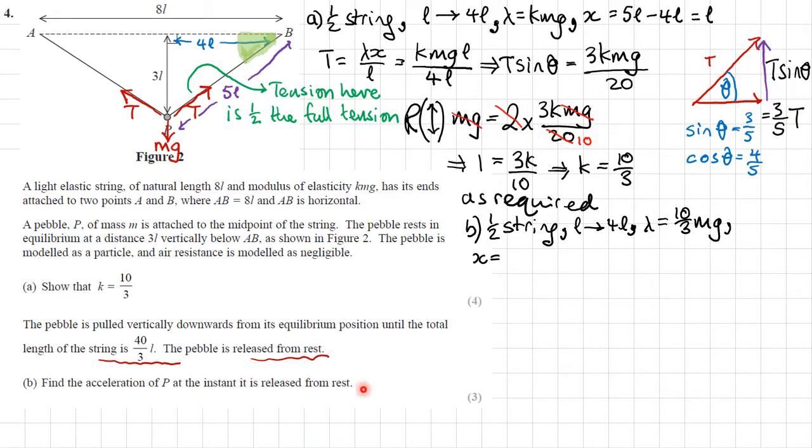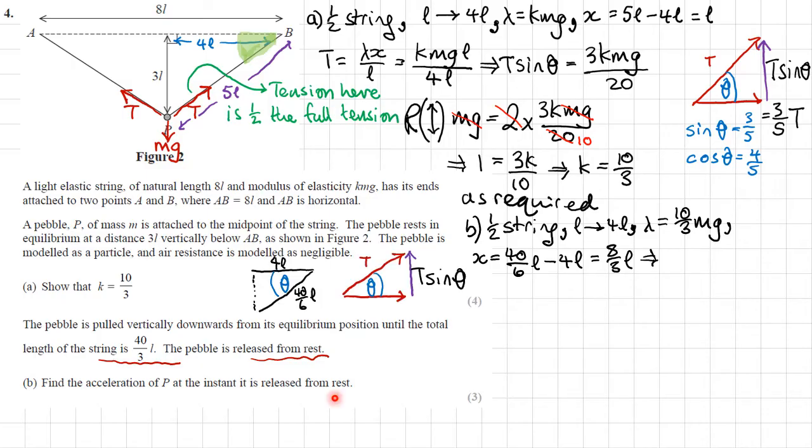And then the extension of this half string is going to be half of what it's been stretched to, which is 40 over 6 L, minus the length of the half string. So the extension of this half string is 8 over 3 L. Now, just like before, we need the component of the tension that's going up.